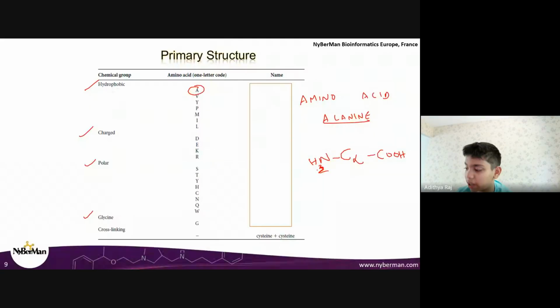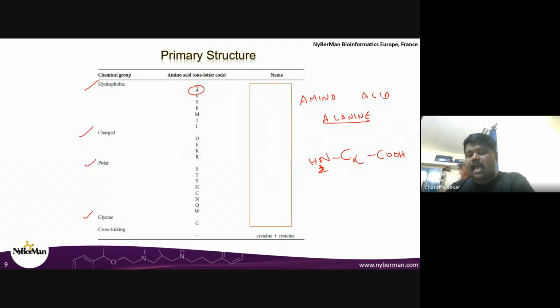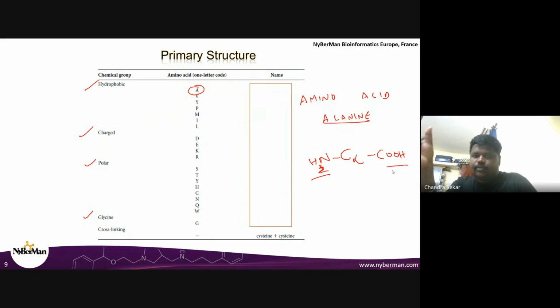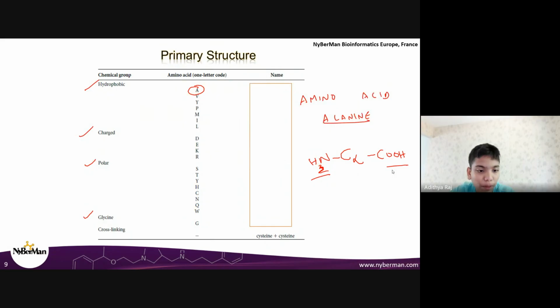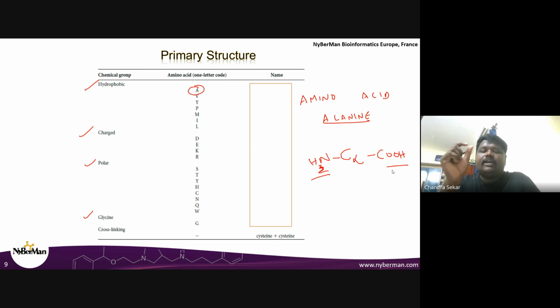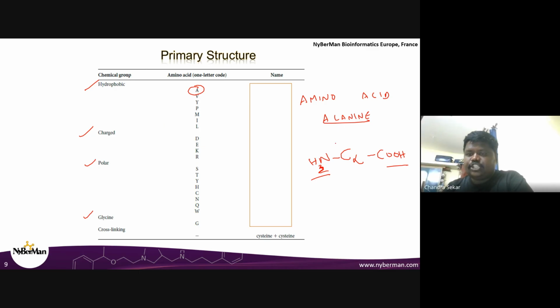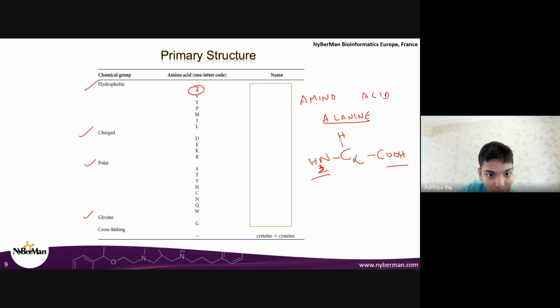COOH and amine: amine and acid. That's why it's called amino acid. One amine group is there, one acid group is there. So that's why they got the name amino acid. And there is also another H group, a hydrogen group.